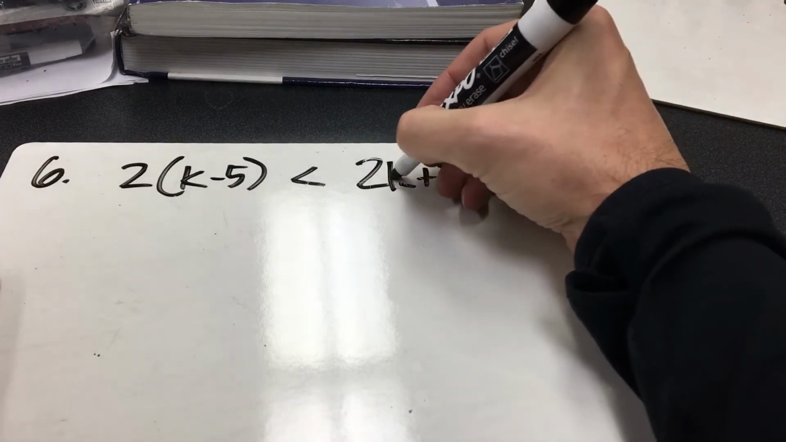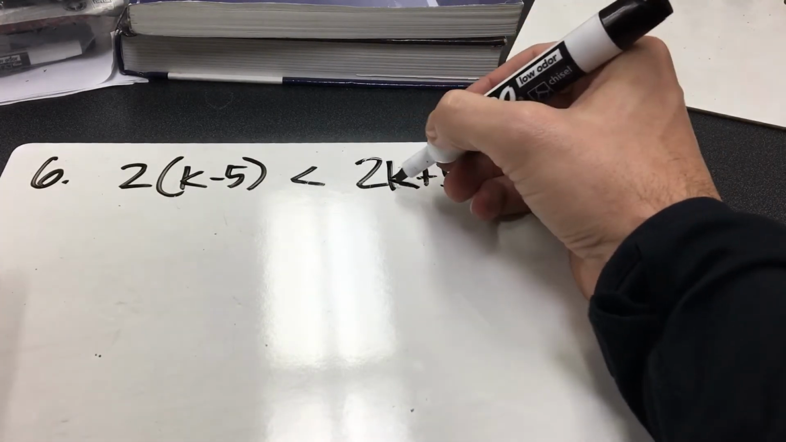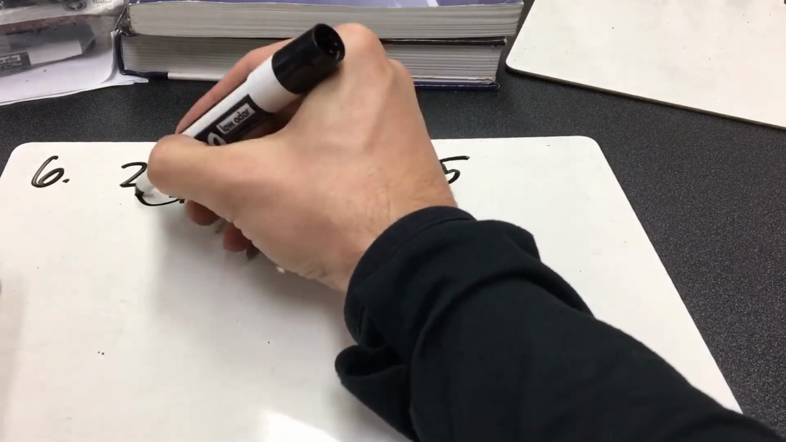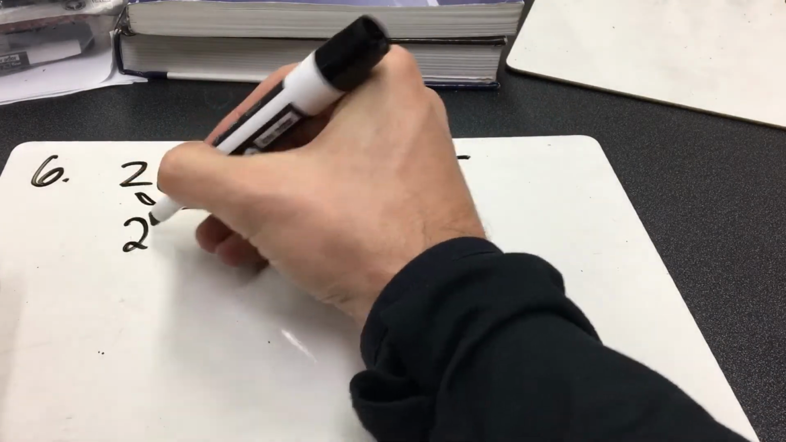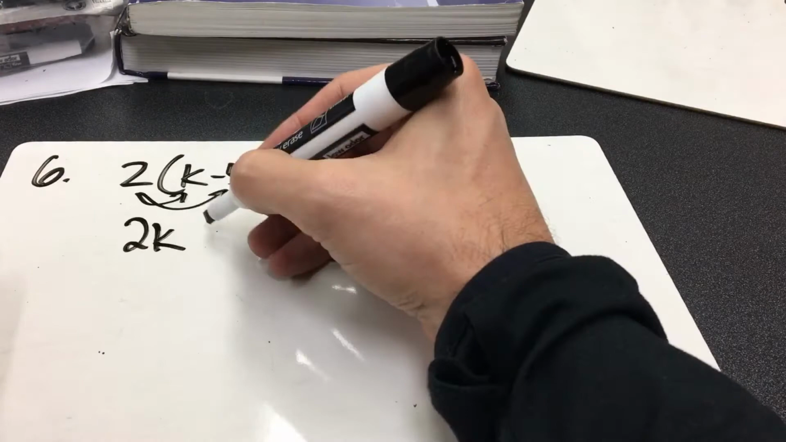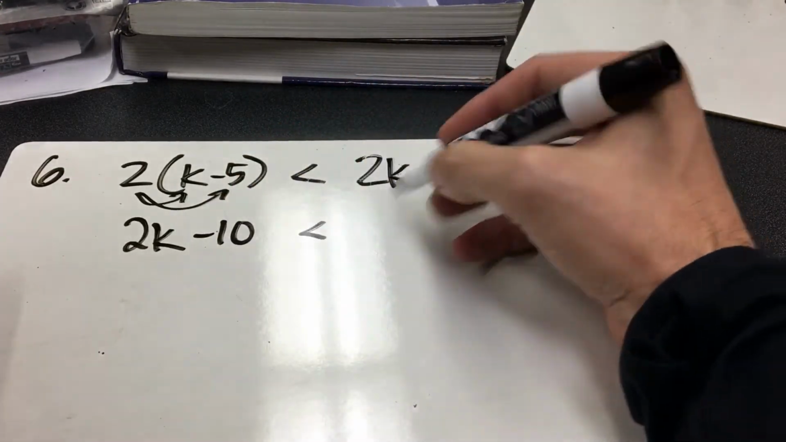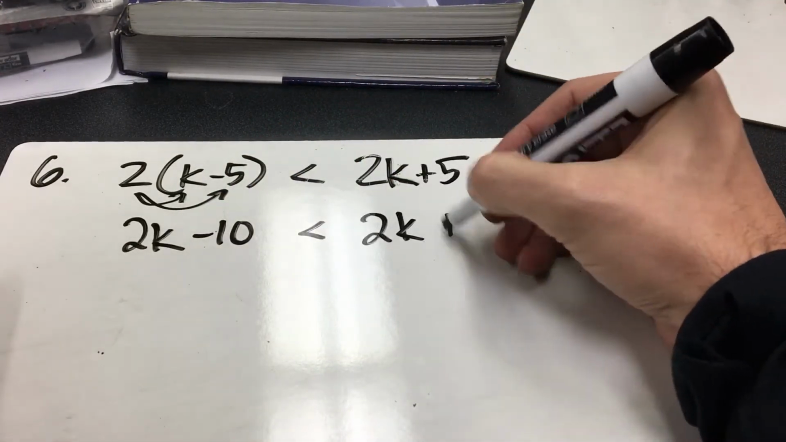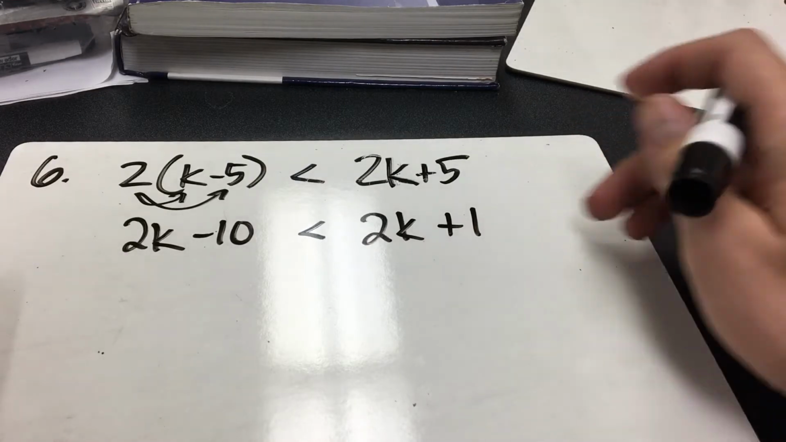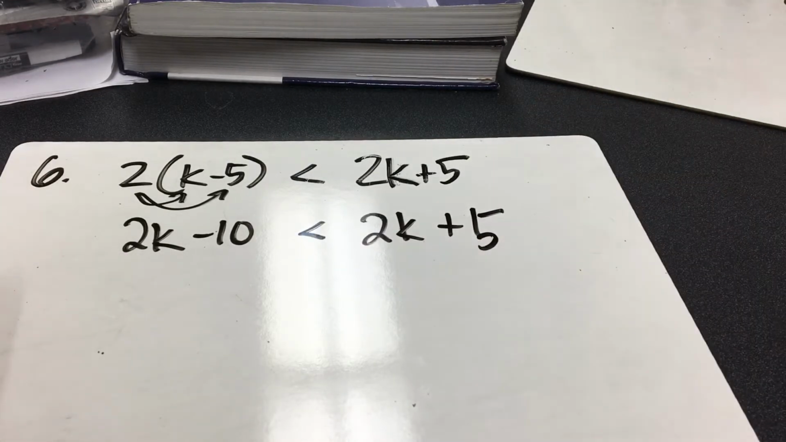Okay, same thing here. We have the variable I'm going to get rid of first, but actually I need to distribute. Anytime there's distributing, I need to do that. So 2 times k and 2 times negative 5. Now I can tell there's something weird about this one. You see how the amount of k's is the same? We have 2k and 2k. Whoops, this is supposed to be a 5.